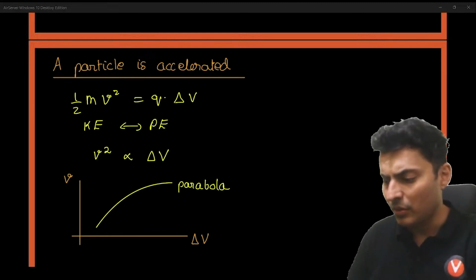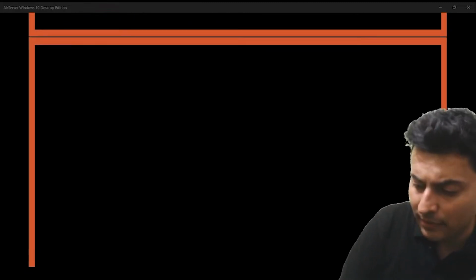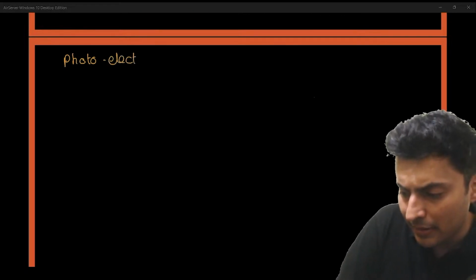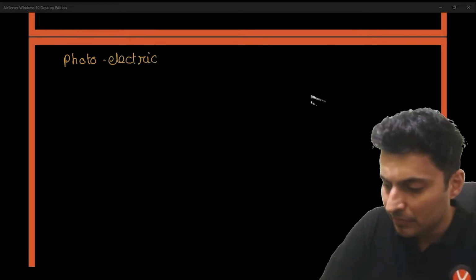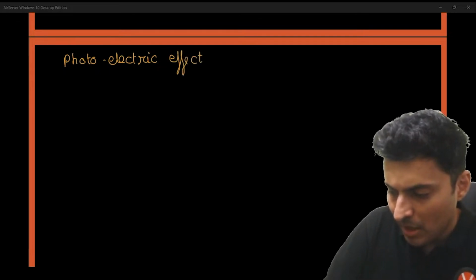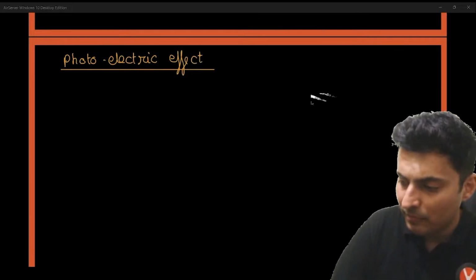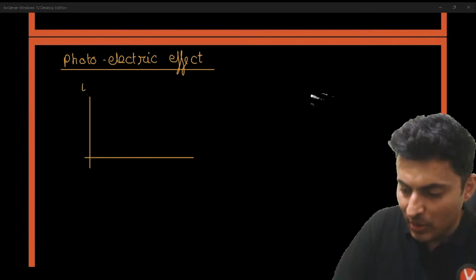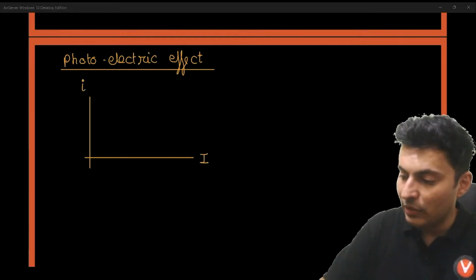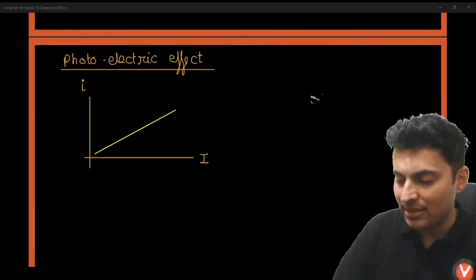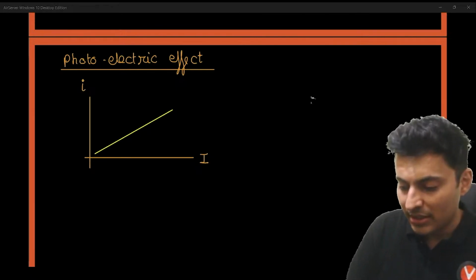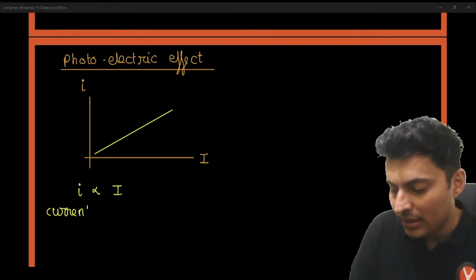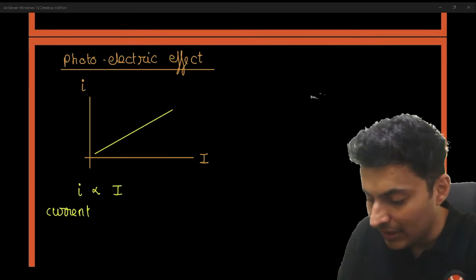So it depends. Okay. Now let's come to the photoelectric effect, which also has many graphs. One of the major graphs that you have is the graph of current versus intensity of the light. That graph is simply a straight line. It is directly proportional. The photocurrent is directly dependent on the intensity of the light.